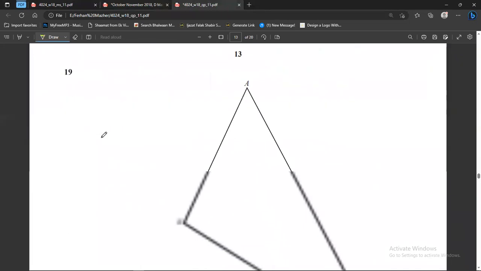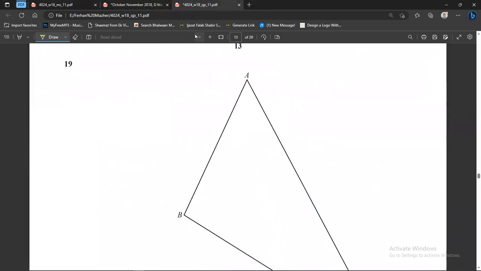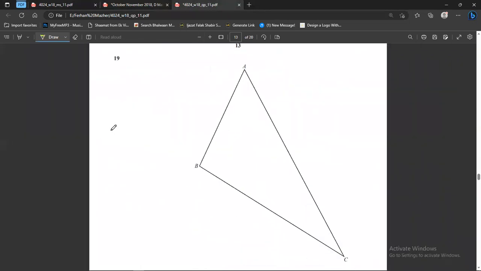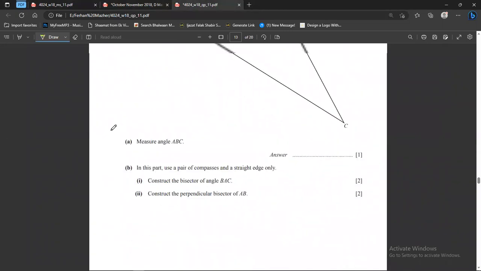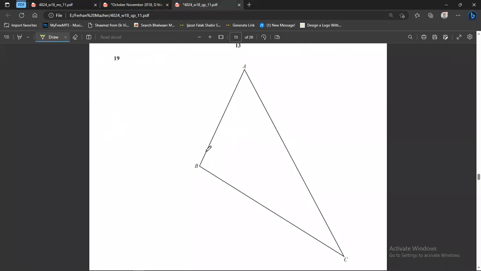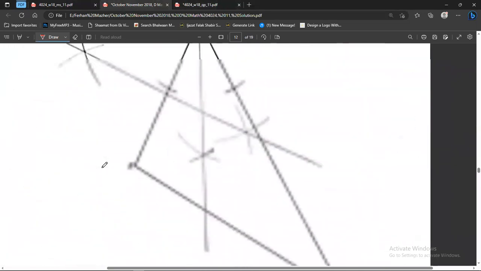Okay, so we are going to the next question, and that is question number 19. It says, here we have a triangle, its name is ABC. It says, measure the angle ABC. He wants me to measure this angle. With the help of the protractor, very easily I can measure it, and I have already done this.